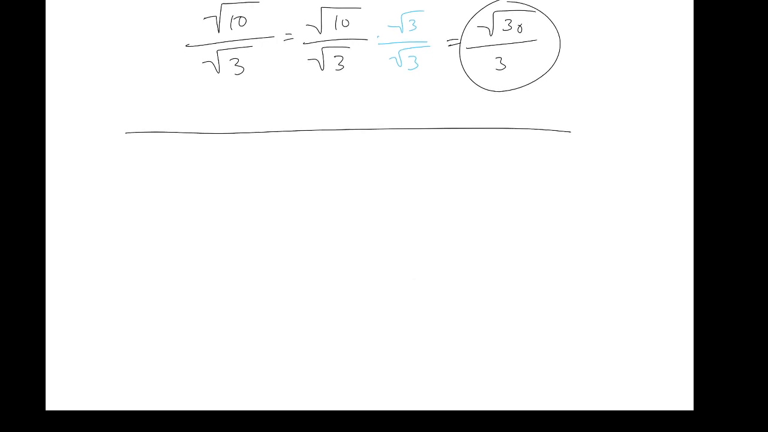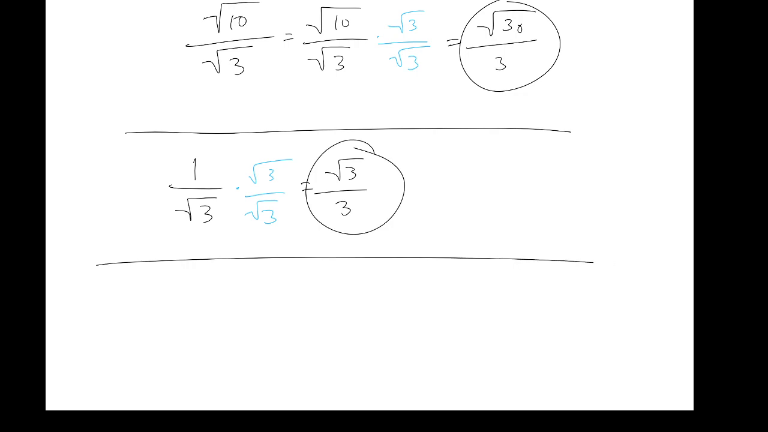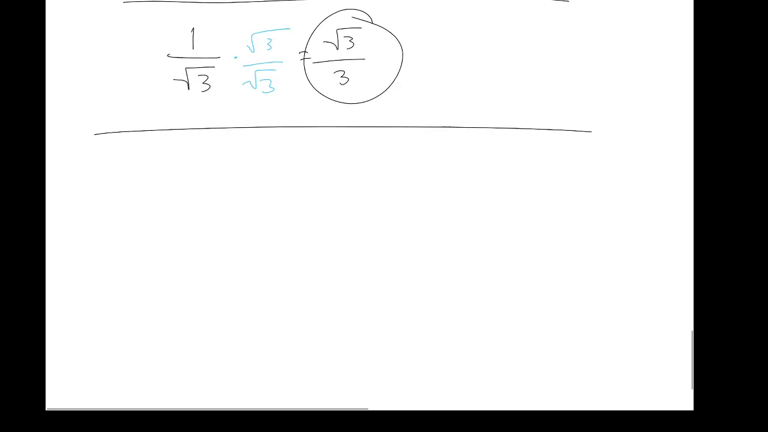We could do, this is a popular one. 1 over rad 3. 1 divided by rad 3. Well, let's work on this guy. We're going to multiply by rad 3 over rad 3. 1 times rad 3 is rad 3. Rad 3 times rad 3 is 3. That's my answer. Okay.